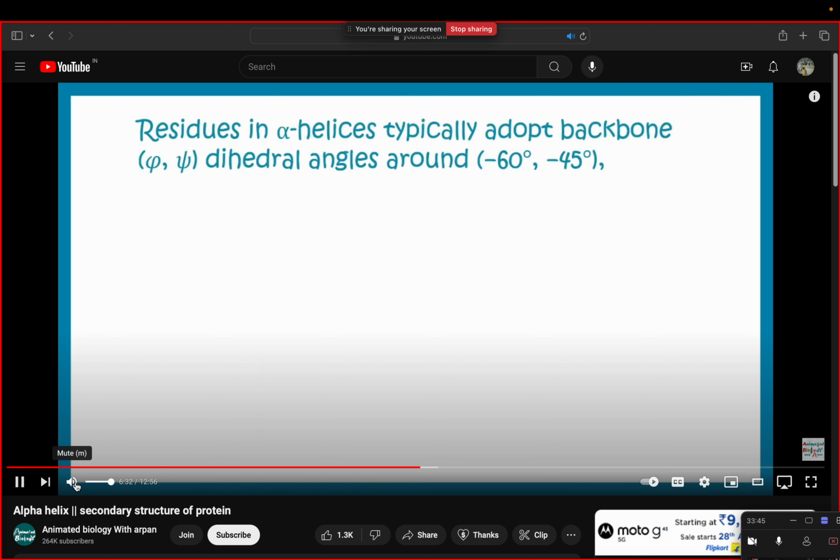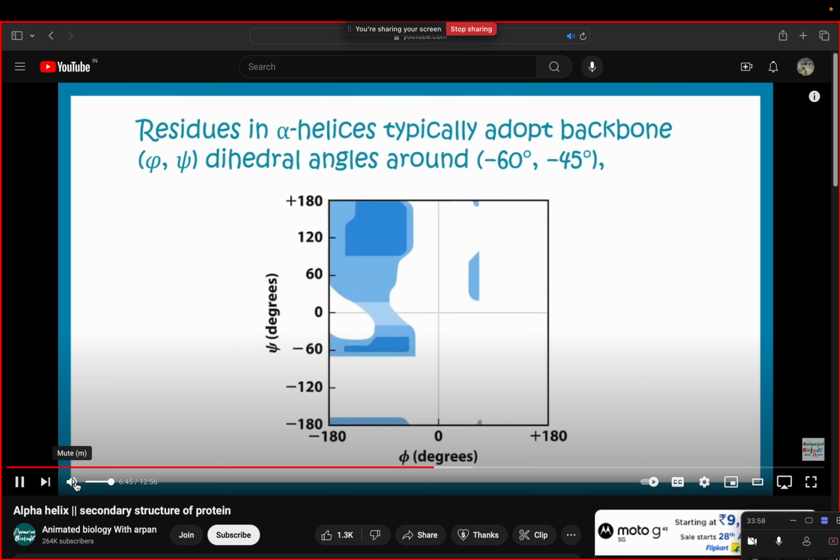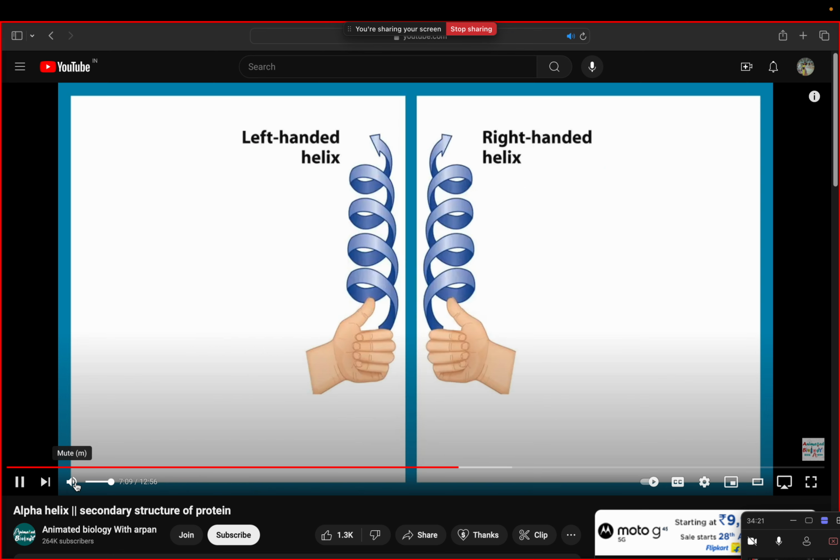Residues in an alpha helix typically adopt specific dihedral angles, and these dihedral angles are really important to define particular structural characteristics. The map of dihedral angles is basically the Ramachandran plot. In this Ramachandran plot, the helix falls around -60 and -45 for phi and psi angles. So the helix would correspond to this particular region, and there are different regions for other secondary structures such as beta pleated sheet or right-handed or left-handed helix.